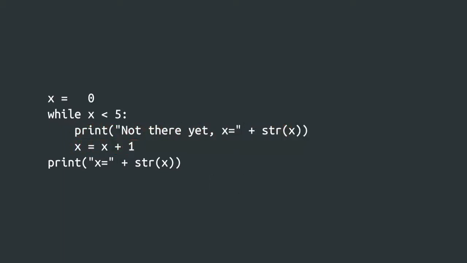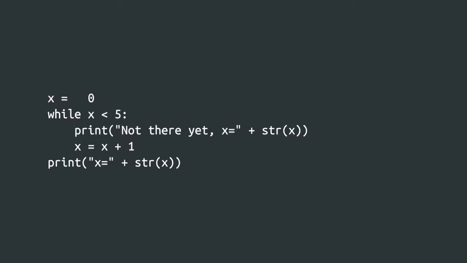There are 2 lines in the body of the loop. In the first line, we print a message followed by the current value of x. In the second line, we increment the value of x. We do this by adding 1 to its current value and assigning it back to x. So, after the first execution of the body of the loop, x will be 1 instead of 0.